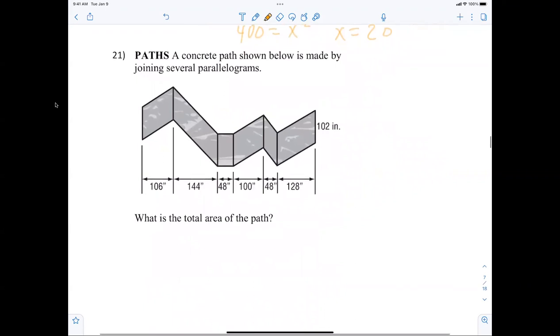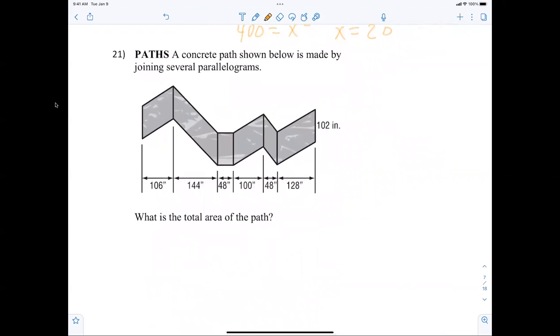Now, I think this is a really kind of a cool problem. Can somebody tell me what that actually is? A bunch of parallelograms? Maybe you might see it like that. Anybody else see it differently? I just see it as a giant rectangle.